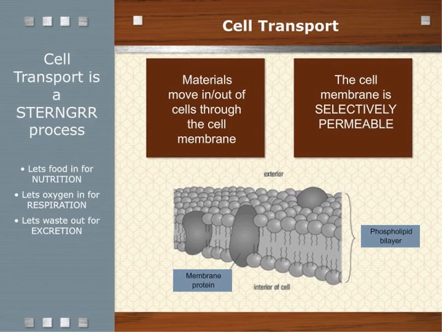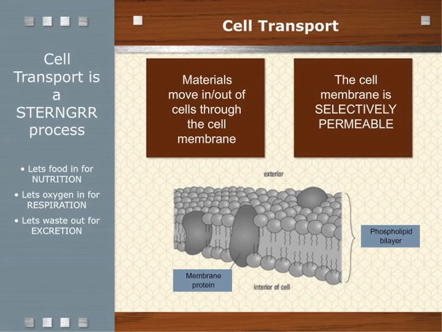If you could please make sure you have out your graphic organizer for Module 4, which can be found at the end of Module 4. It's two-sided. We're going to be starting with the cell transport side, which, as I mentioned, is a STIRINGER life process. Transport is the T in STIRINGER. Transport is a process that lets food in for nutrition. There's a place on your graphic organizer to write that in.